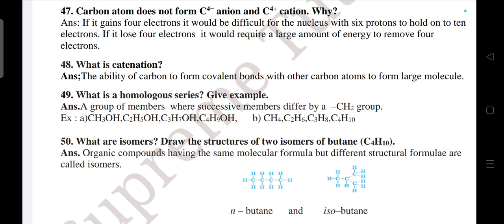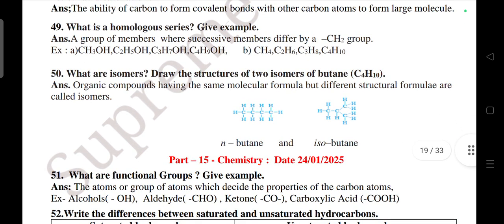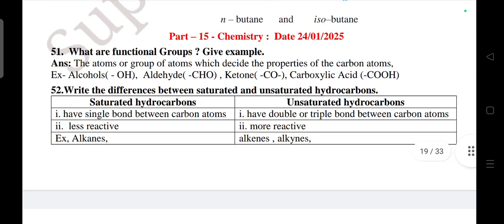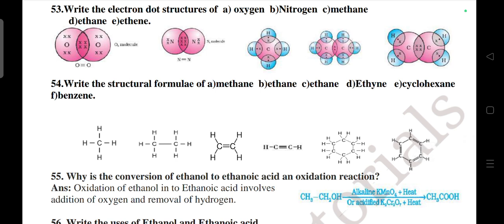Carbon atom does not form C4- anions and C4+ cations. Why? What is catenation? What is a homologous series? Give an example. What are isomers? Draw the structures of 2 isomers of butane. Next, question number 51. What are functional groups? Give an example. Differentiate between saturated and unsaturated hydrocarbons. Write the electron dot structure of oxygen, nitrogen and methane.